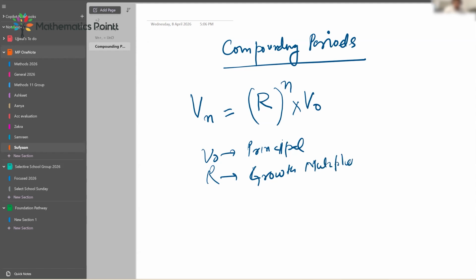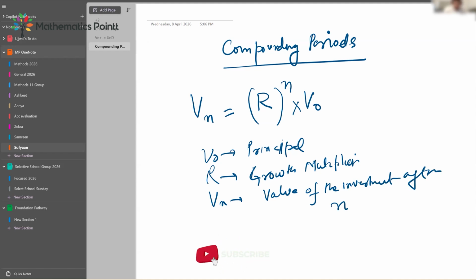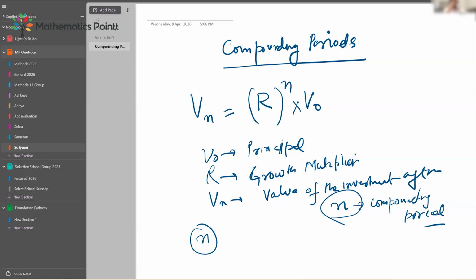multiplier, and Vn is the value of the investment after n. I will not say now n years. I will say n compounding periods. And I'll come to what this is in a second. And n is basically the number of compounding periods that we are dealing with.